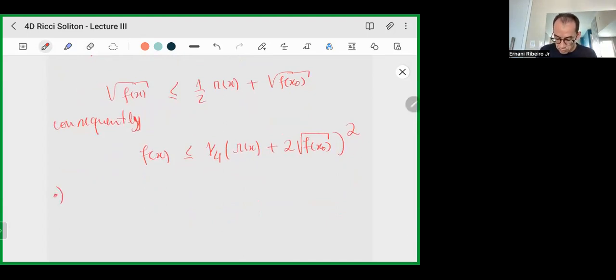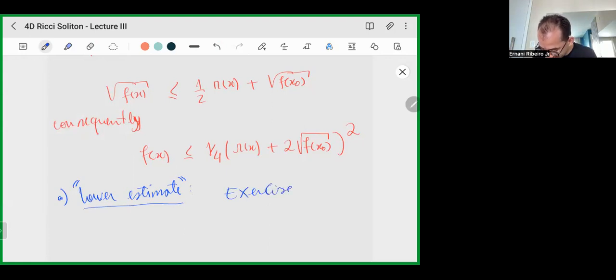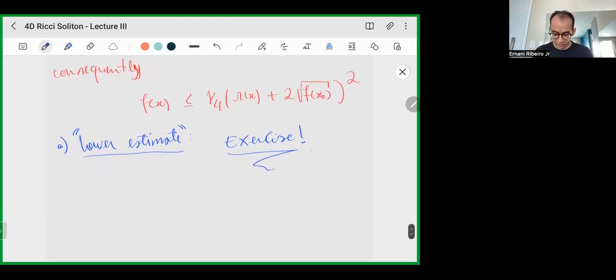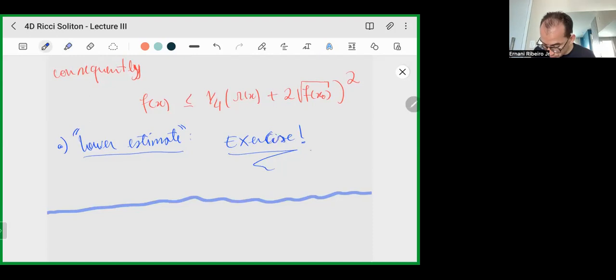Okay. And how about the lower estimate? The lower estimate is a little bit more delicate. We need to look more carefully, and I put it here as an exercise. But if you have some problems, some trouble when you try to prove it, I can help you. Just send me an email. It'll be very fine to help you.